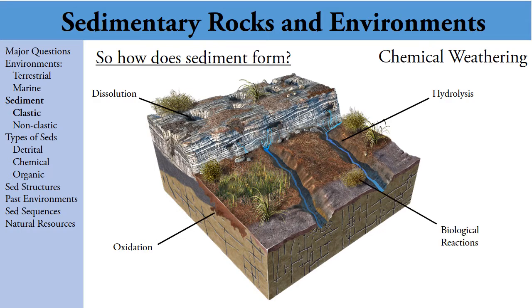The last one is biological reactions, and this is where decaying plants, this is actually an interesting plant too, when they're dying, they send off these biological signals that create acid, and that can actually break down rocks, and they produce some bacteria that can also break down rocks. These biological reactions are not nearly as prevalent as your other three, but they're still interesting to note because they can play into the way that sediment is created and carried away.